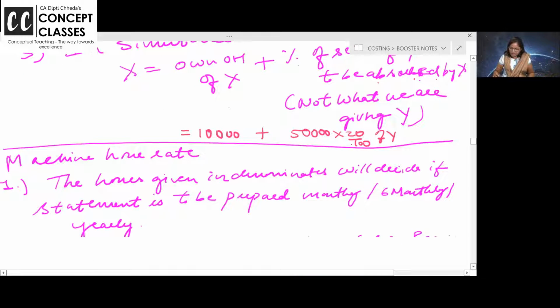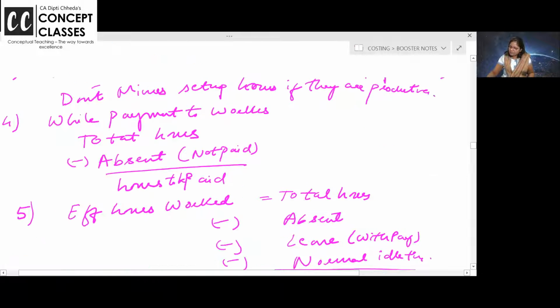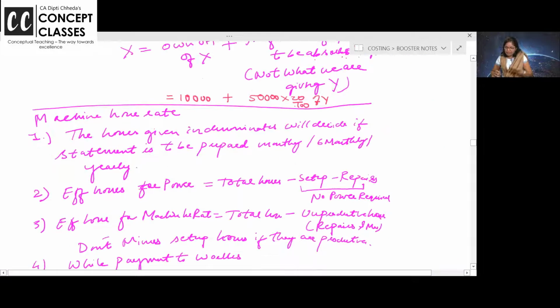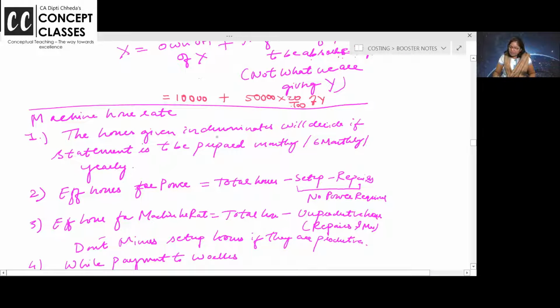Now let us see how machine hour rate works. Machine hour rate calculation problems are asked in exam where you have to write all total. The hours given in the denominator will decide if the statement is to be prepared. So when you have to calculate machine hour rate, you have to take total cost of the machine, setup and production and all, divide by effective hours. So if the effective hours are given month wise, the numerator also you take month. If effective hours are given annual, the numerator also you take annual. Is this clear to all of you?